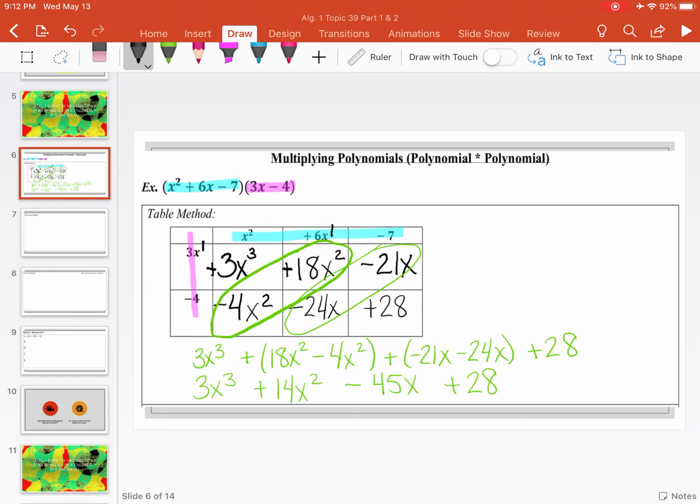Now let's classify this. What is the highest degree that I see? Degree of 3. So this is a cubic polynomial. And specifically, how many terms do I count? 1, 2, 3, 4. So this is a 4-term polynomial.